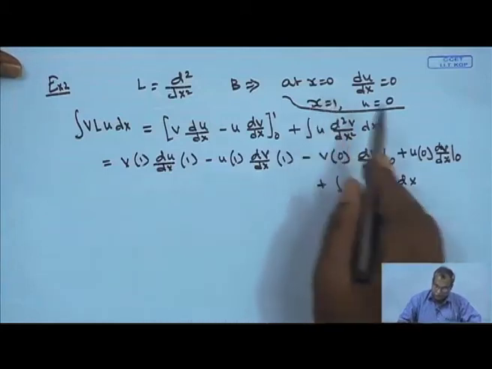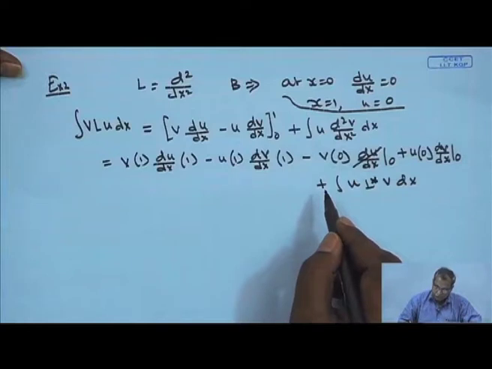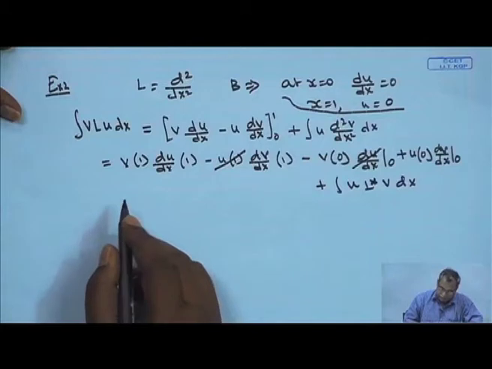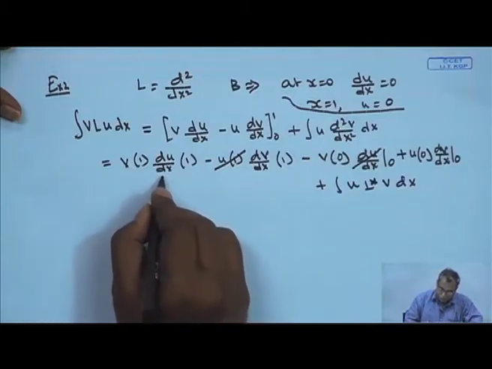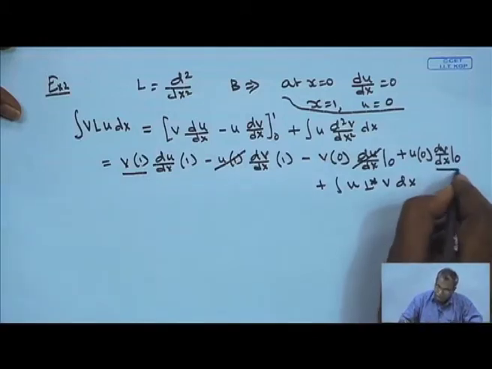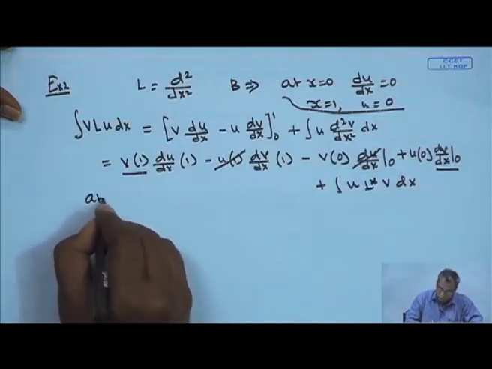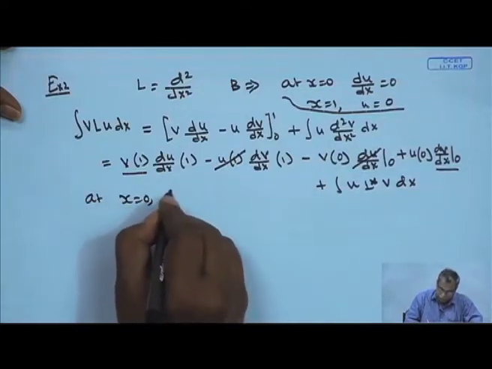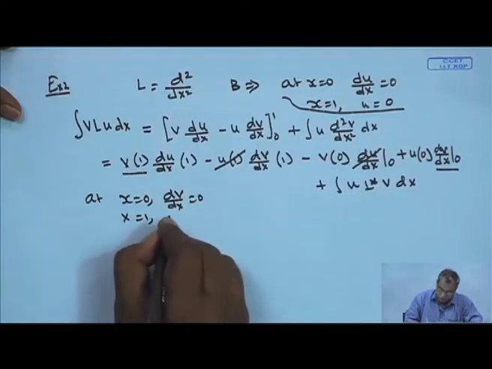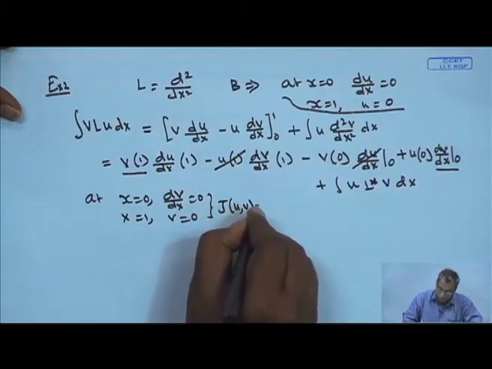So, at x is equal to 0, du/dx equal to 0. So, this term will be off. At x is equal to 1, u is equal to 0. So, this term will be off. Now, we do not have any idea about du/dx. But if we select v at x is equal to 1 and dv/dx at x equal to 0, then this bilinear concomitant will be 0. So, therefore, at x is equal to 0, my dv/dx is equal to 0 and at x is equal to 1, v is equal to 0. So, that will force my bilinear concomitant to vanish.